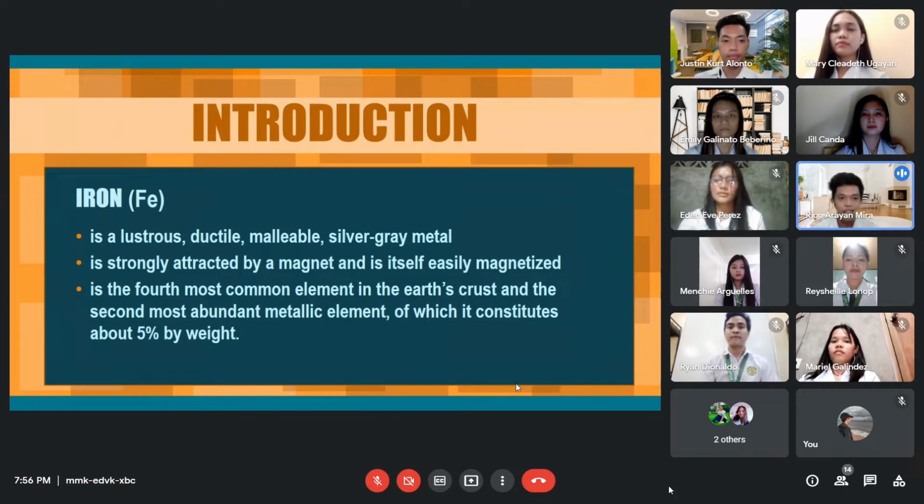Iron is a lustrous, ductile, malleable, and silver gray metal. It is strongly attracted by a magnet and is itself easily magnetized, and is the fourth most common element in the Earth's crust and the second most abundant metallic element, of which it constitutes about 5% by weight. I will no longer explain this one since it's self-explanatory.